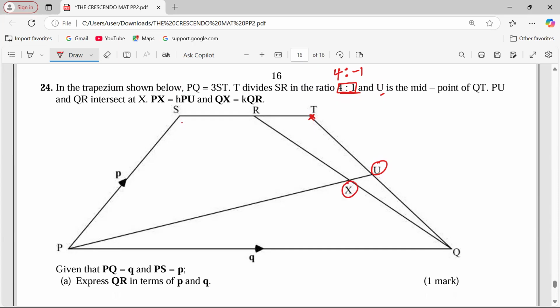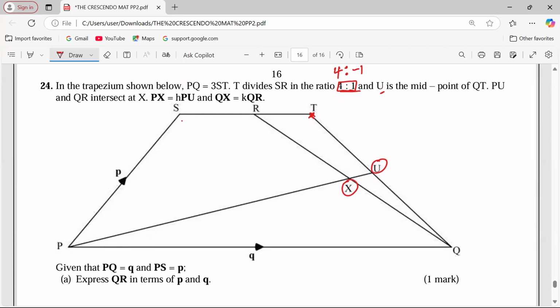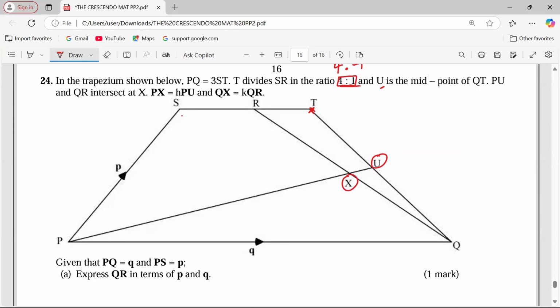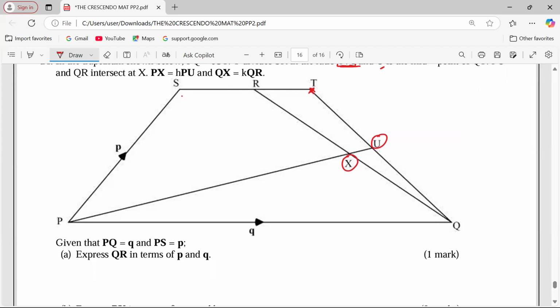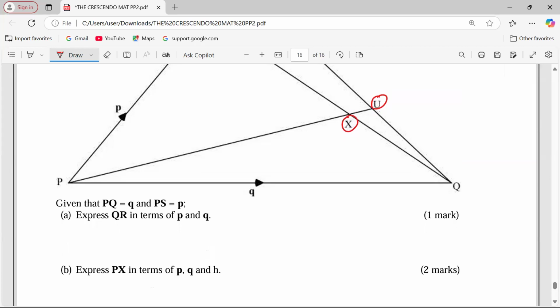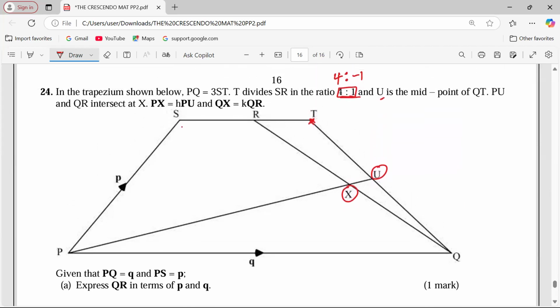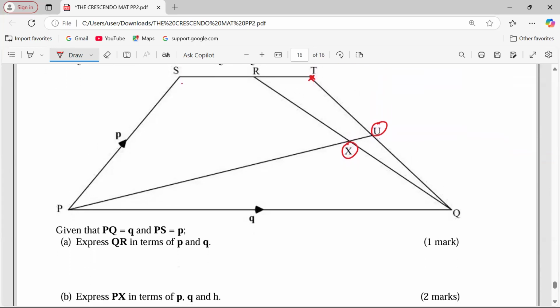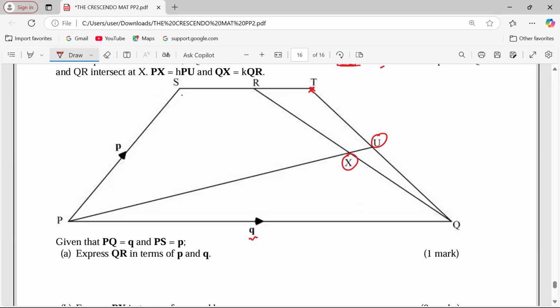PU and QR intersect at X, as we can see. Then we're told that PX equals h PU, and QX equals k QR. Okay. Given that PQ equals q, from P to Q equals vector q, as we can see, then P to S equals vector p.